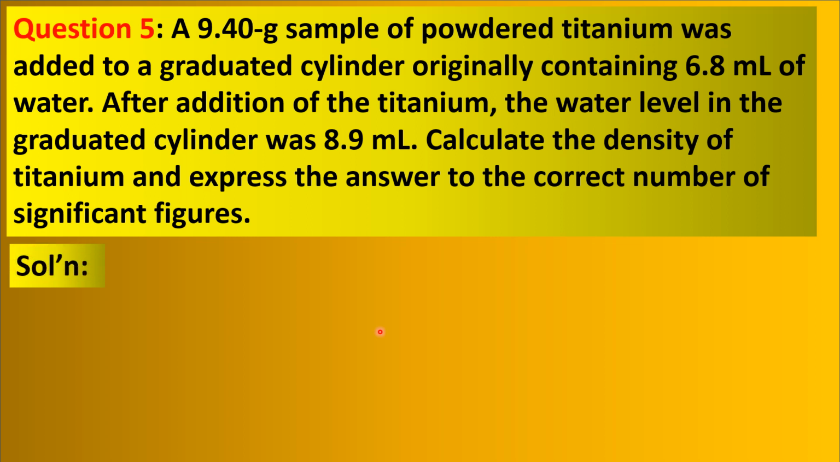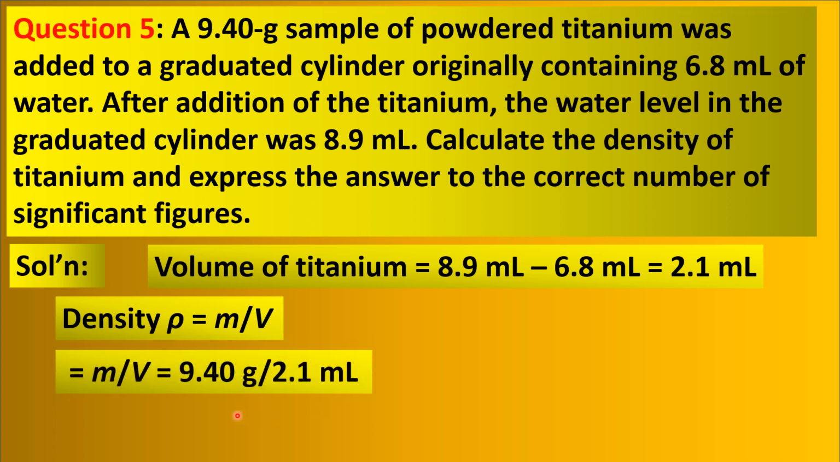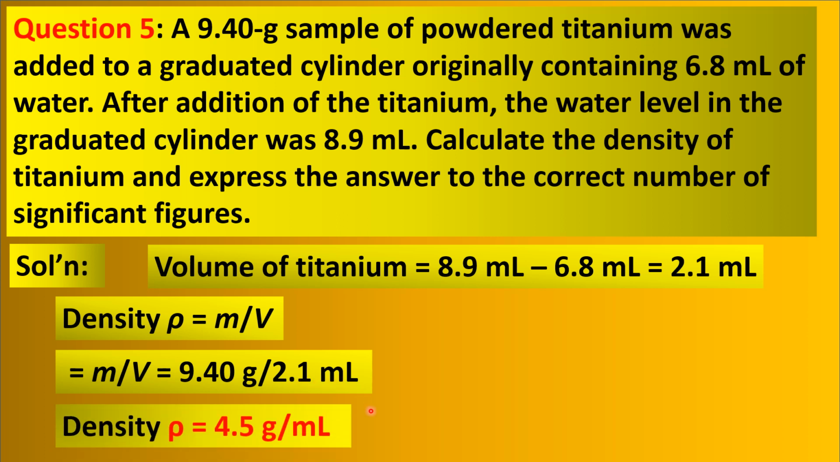So our solution, we first get the actual volume of the titanium powder. We simply subtract 6.8 ml from 8.9 ml to get the volume of titanium, which is 2.1 ml. So this measurement, 2.1 ml, has two significant figures. We then proceed in calculating for the density. Density is equal to mass per unit volume. When we substitute the mass, which is 9.40 grams, divided by the computed volume of the titanium powder, which is 2.1 ml, we get the density of titanium powder, which is 4.5 grams per ml.